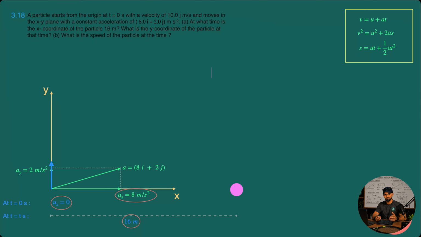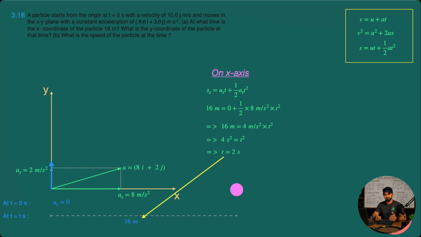Now let's calculate. Along the x-axis, Sx equals ux t plus half ax t squared. Substituting the given values, 16 equals 0 plus half times 8 times t squared. So, 16 equals 4t squared. Therefore, t squared equals 4, which gives t equal to 2 seconds. Hence, the particle takes 2 seconds to travel 16 meters along the x-axis.